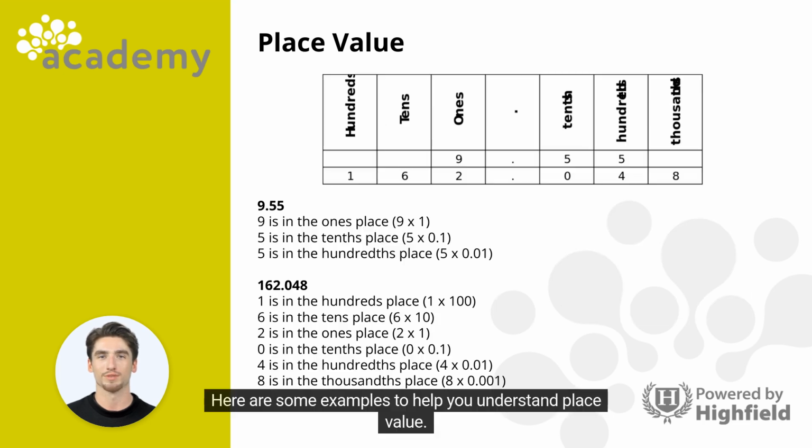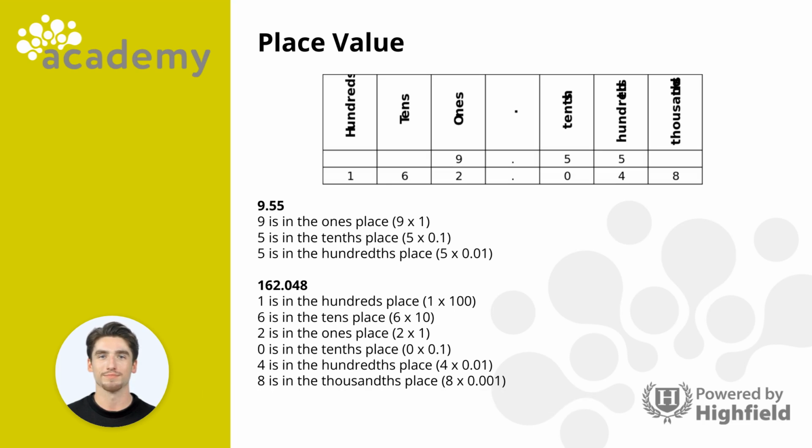Here are some examples to help you understand place value. 9.55. 9 is in the ones place. It has 9 ones. 5 is in the tenths place. It has 5 tenths. 5 is in the hundredths place. It has 5 hundredths.